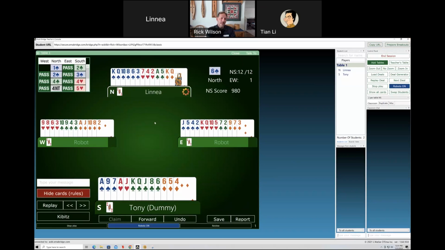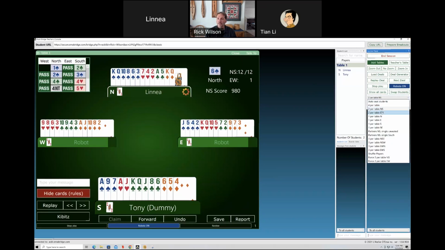These are the kind of hands that if you don't play 2/1, they're very hard to find your slam, because you cannot make that 3-spade bid since you're not in a game forcing situation. So there's no way to agree on trump and keep the auction going. So this is a great 2/1 sort of situation.